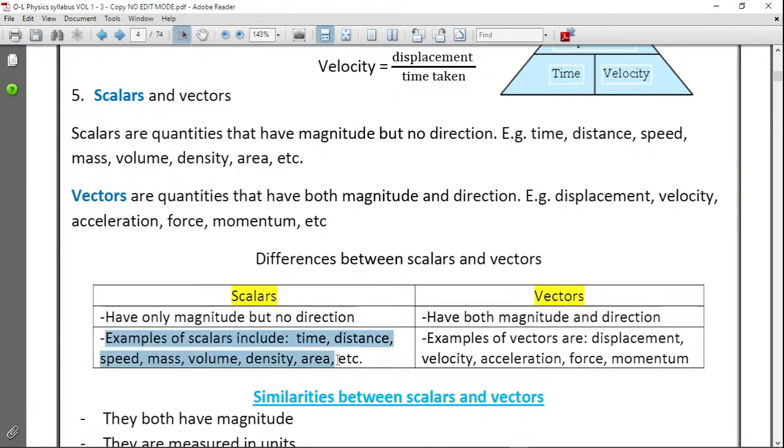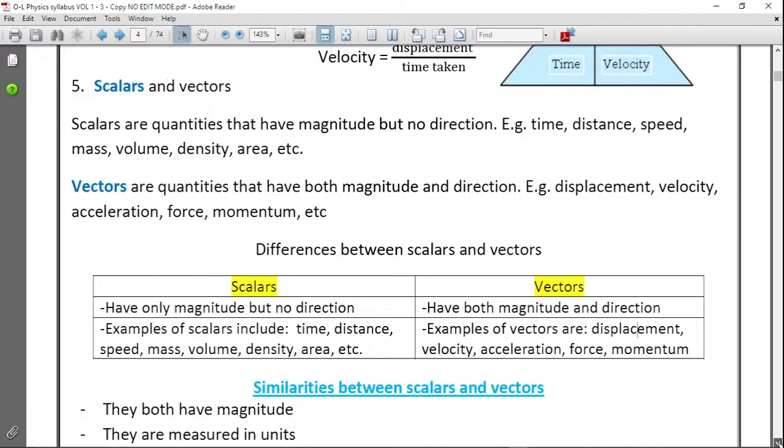Examples of scalar quantities include time, distance, speed, mass, volume, density, area, and so on. While examples of vectors include displacement, velocity, acceleration, force, and momentum. So all these are vector quantities.